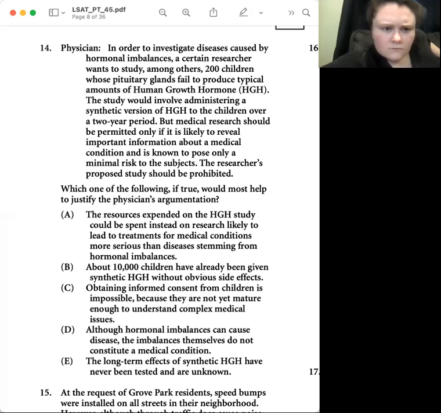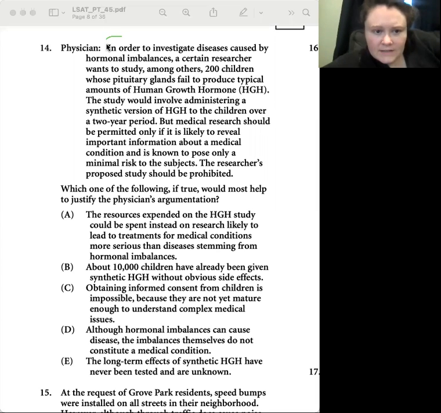In order to investigate diseases caused by hormonal imbalances, a certain researcher wants to study, among others, 200 children whose pituitary glands fail to produce typical amounts of human growth hormone, HGH. Right. So what is this saying here? That's saying that they're trying to investigate what disease is caused by hormone imbalances. So there's a researcher who wants to do a study among 200 children that focuses on the HGH.